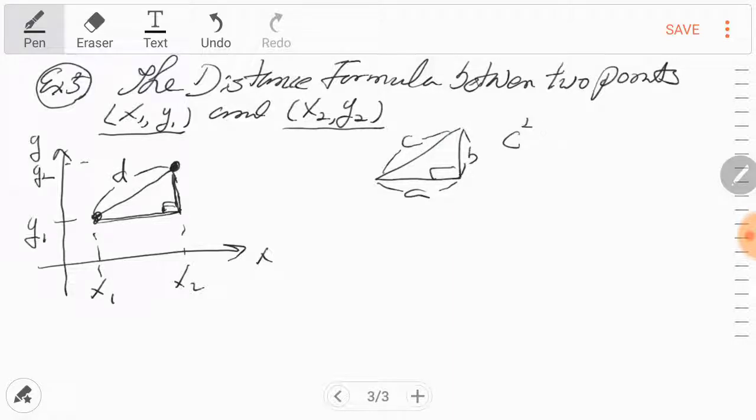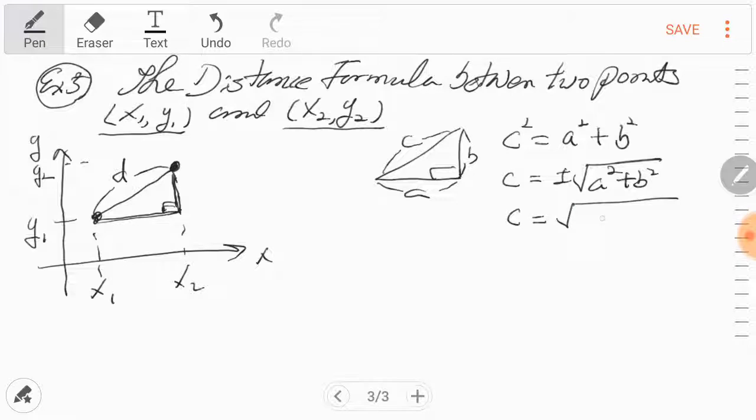Then C squared is equal to the sum of squares of 2 legs, like this. Then C is equal to plus or minus square root of a squared plus b squared. Since the hypotenuse C is the length of a side, we don't need the negative number. So C is equal to positive square root of a squared plus b squared. So this is the length of the hypotenuse.